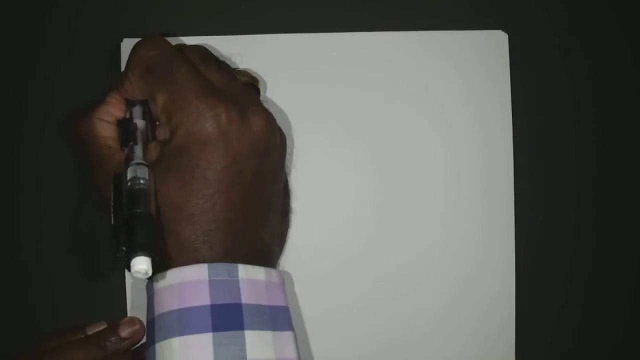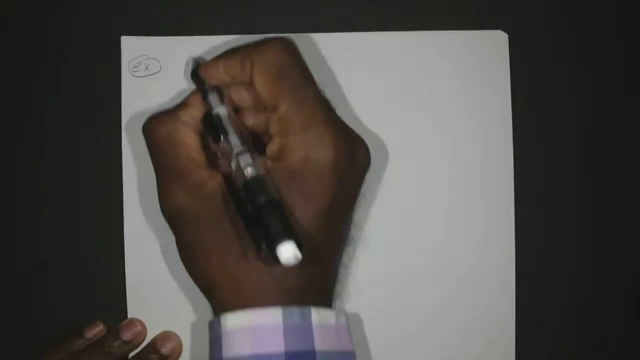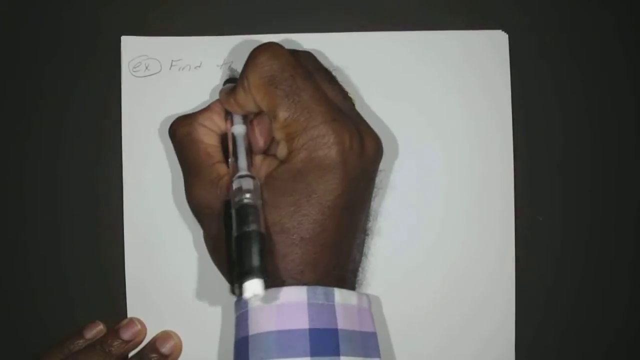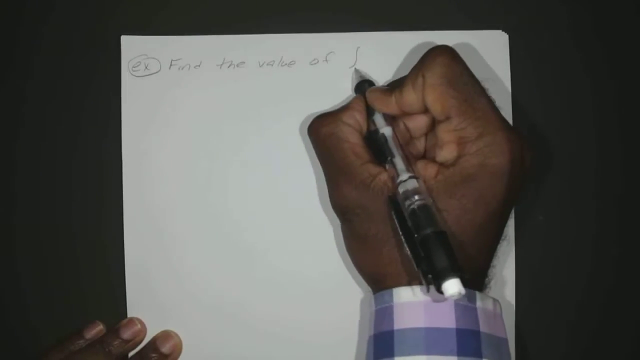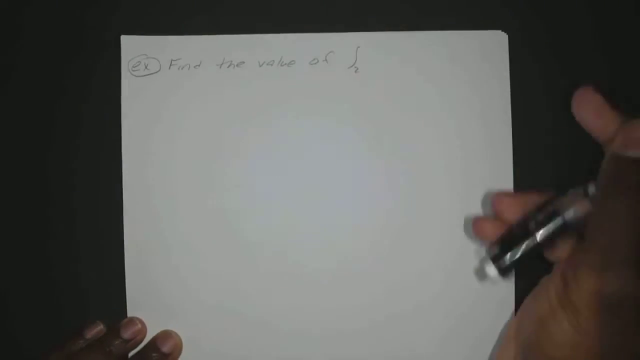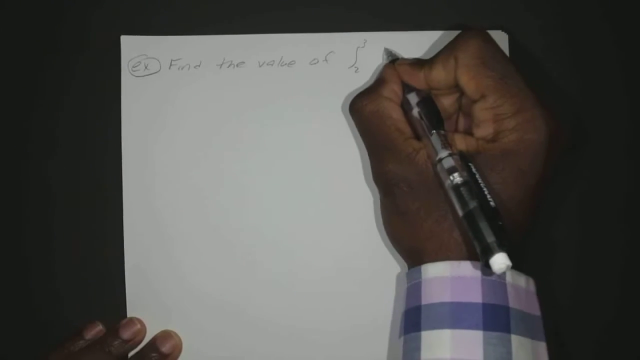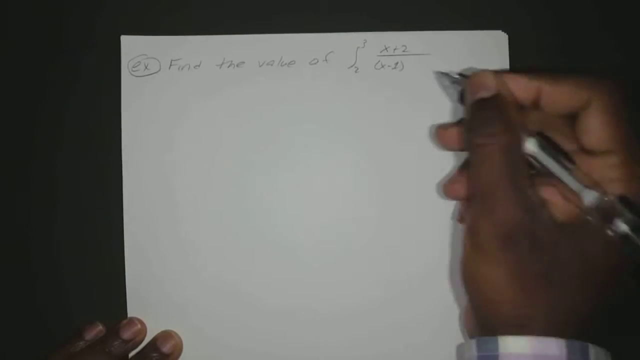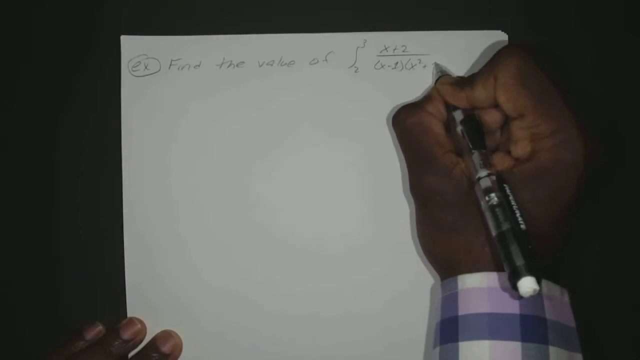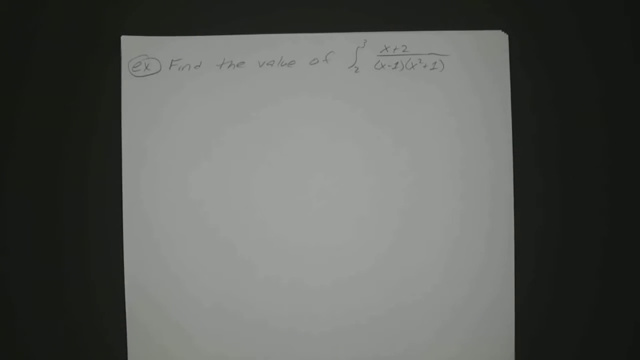All right, so let's say, for example, if we want to find the value of the integral, well, actually just make it, yeah, might as well go ahead and do the whole thing: 3x plus 2 over x minus 1 times x squared plus 1 dx.